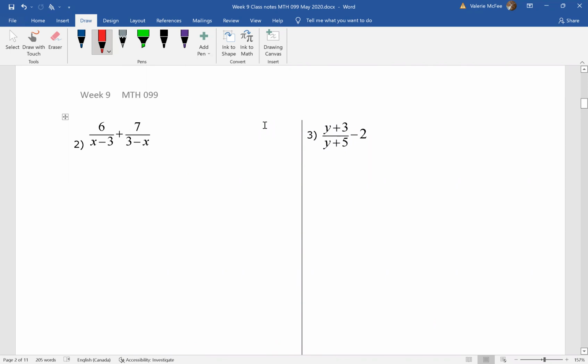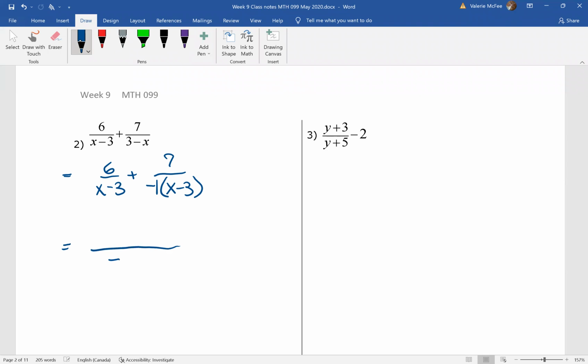Okay, interesting questions. x minus 3 and 3 minus x are not the same. How do we deal with those? I hope you remember that they are opposite factors. We could write this as -1 times x minus 3. Now we see that the lowest common multiple is -1 times x minus 3.